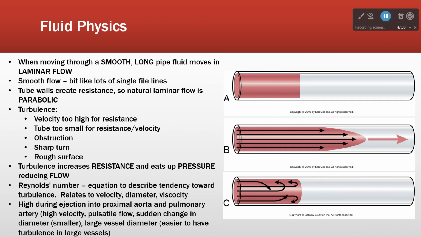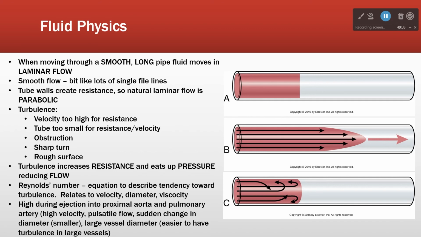We get turbulence from a couple of things. One, when the speed of blood in a pipe is too high for the resistance. Now, what does that mean in real life? If you've got a lot of blood going through a narrow artery, you're going to have resistance, right? Because you're trying to push too much stuff through one place. Another way of putting that is, if the tube is too small for the level of resistance or the velocity, we get turbulence. Obstruction, a sharp turn, rough surfaces.